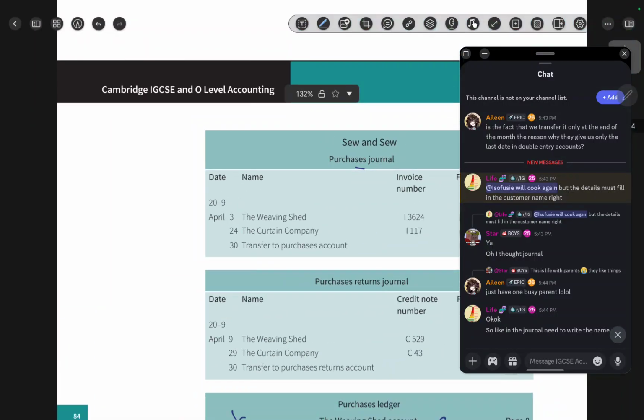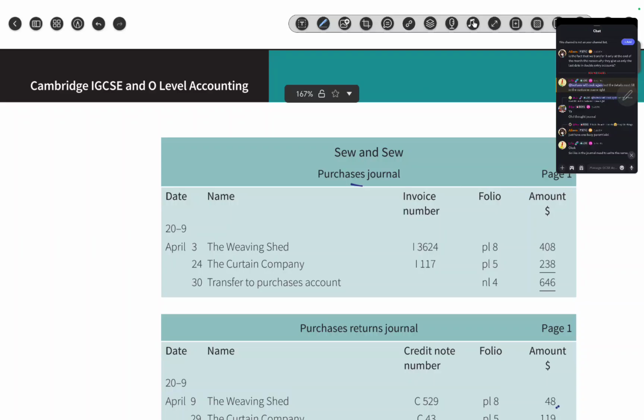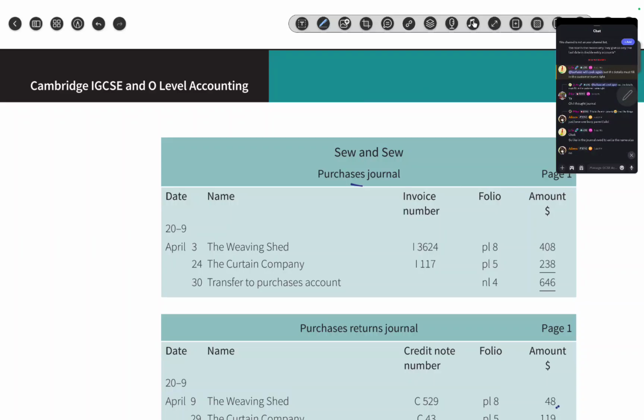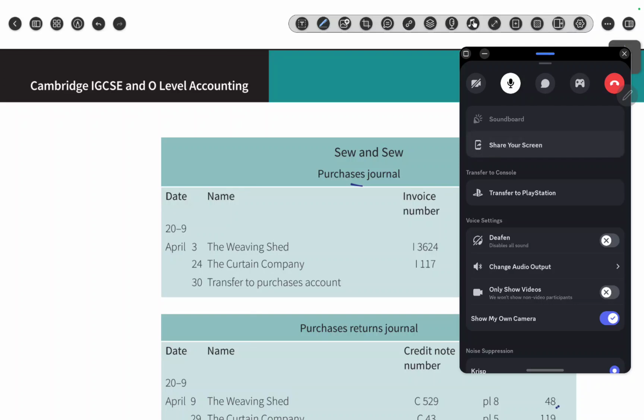Can you see the screen now? I'm pretty sure you can see the screen now. Okay, I'll try sharing it again. Okay, what about now?